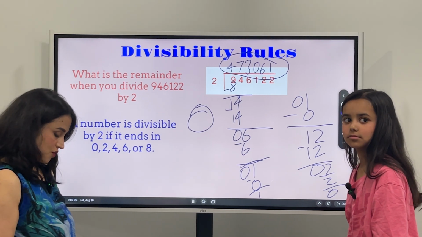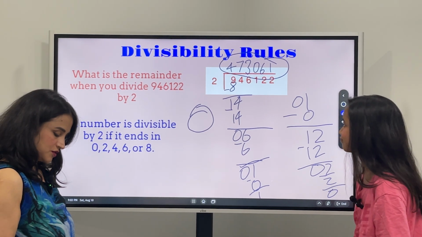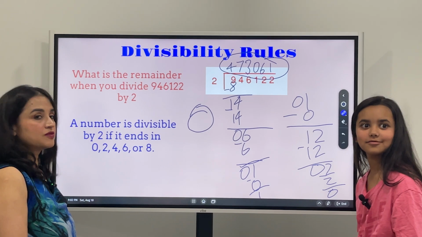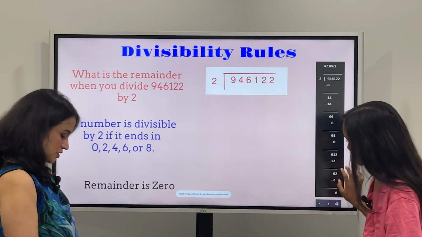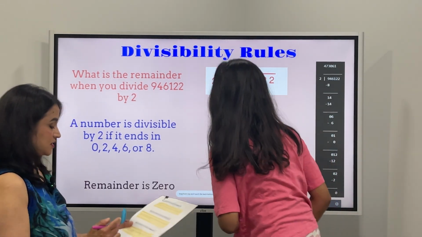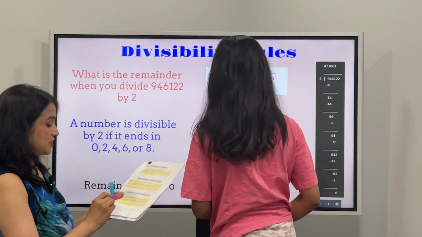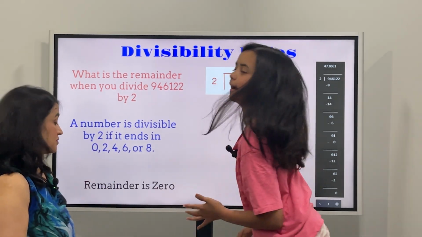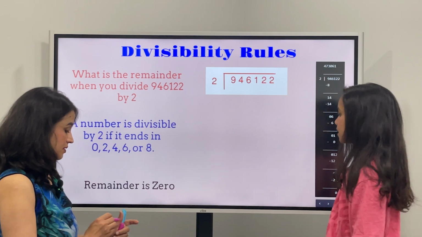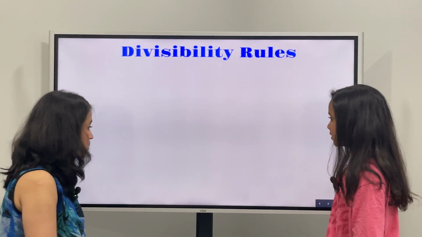Okay. 473061. Let's see if Lina is right or not. The remainder is 0, which is right, and 473061 is right. Good job, Lina. You can divide that big number.